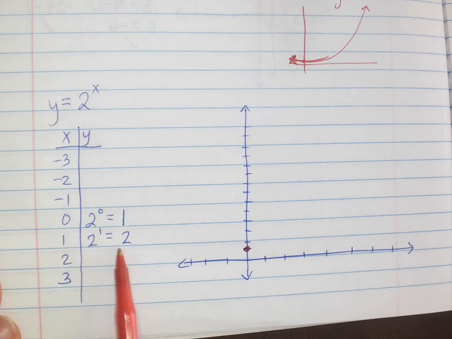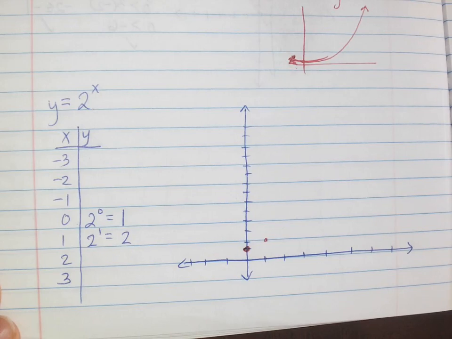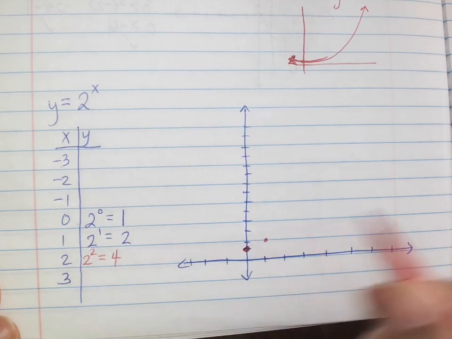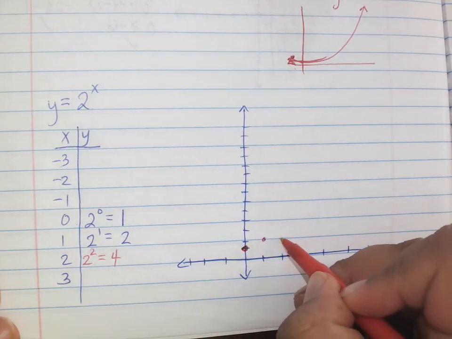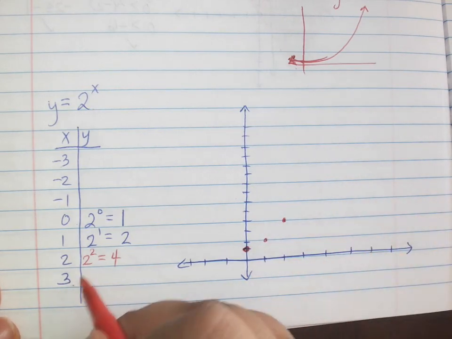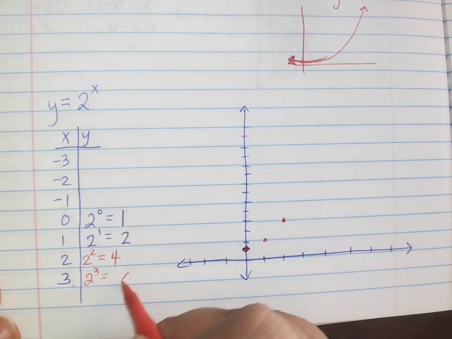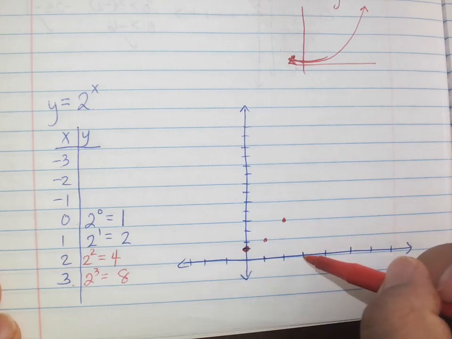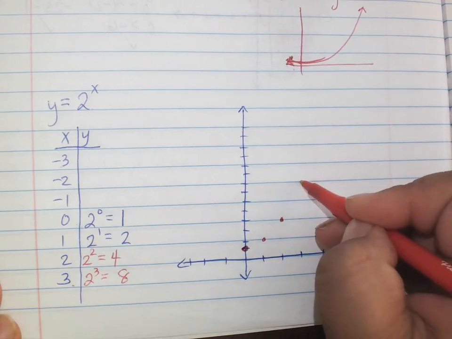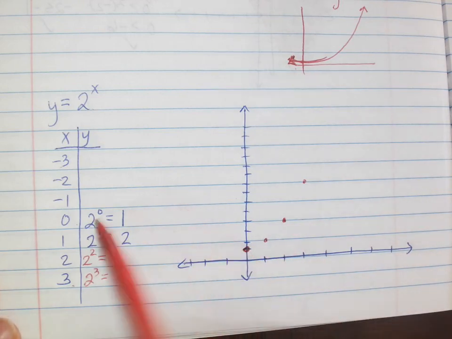Alright, so let's continue. So we have 1, 2. There's my x. There's my 2. Let's continue. 2 squared, 2 times 2 is 4. 2 to the 4th would be right here. You can already kind of see the increase. 2 to the 3rd would be 2 times 2 times 2, 8. So 3 would be right there, 8. Okay, let's do the negative numbers.